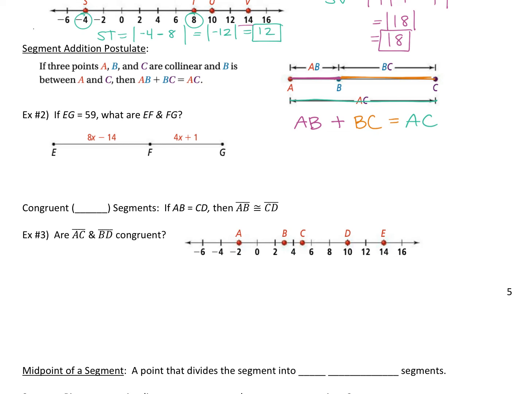Here's what your questions are going to look like with this. If EG equals 59, they're saying E to G. Here's segment EG. It is 59 units long. I want to know the length of EF, and I want to know the length of FG. Remember, the two parts equal the whole. So what are the two parts right now?